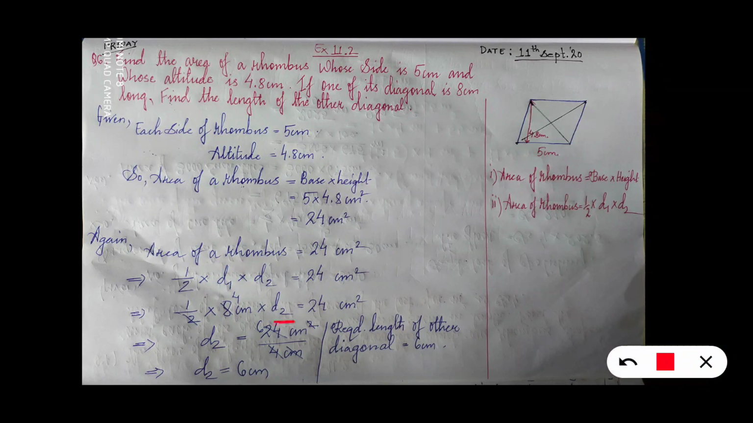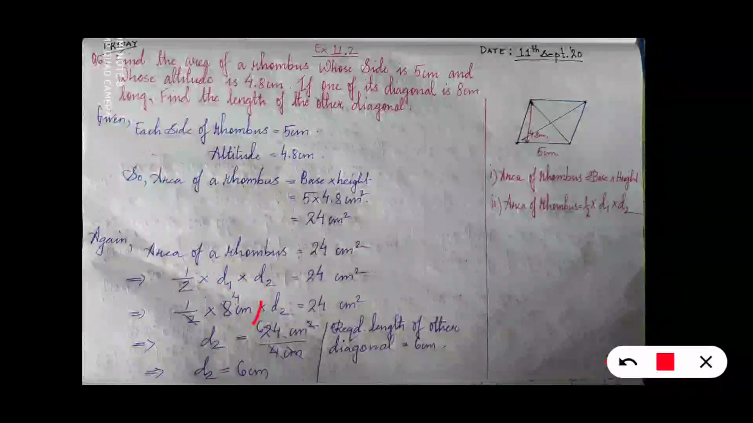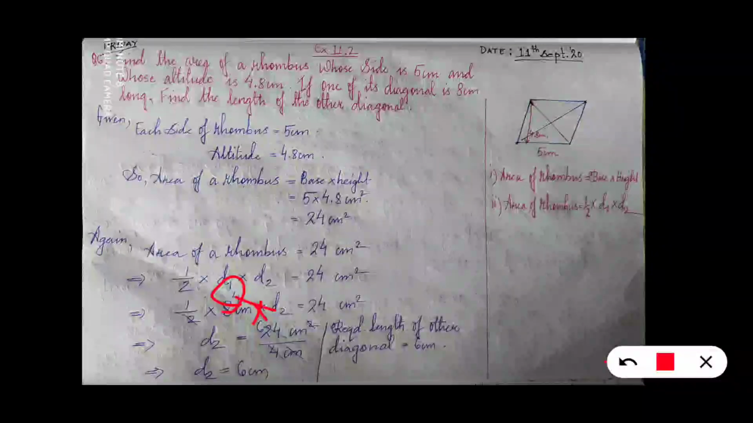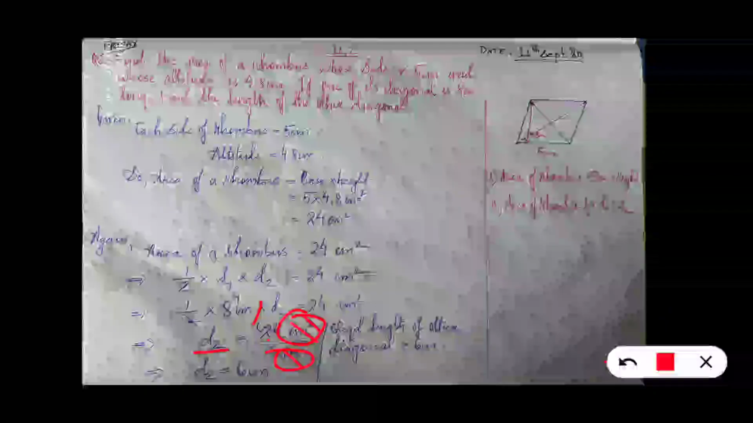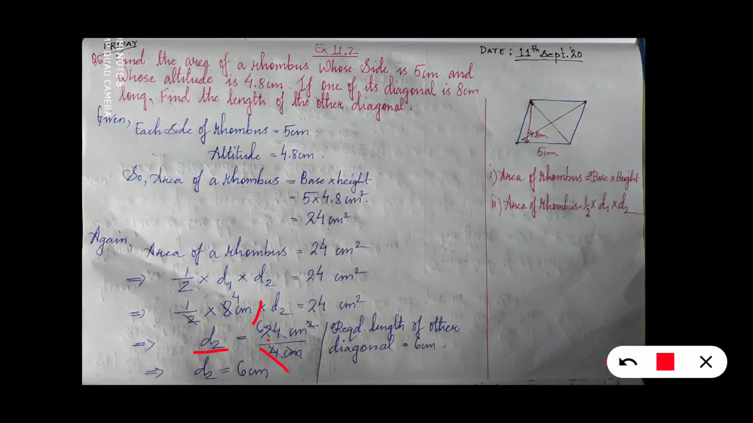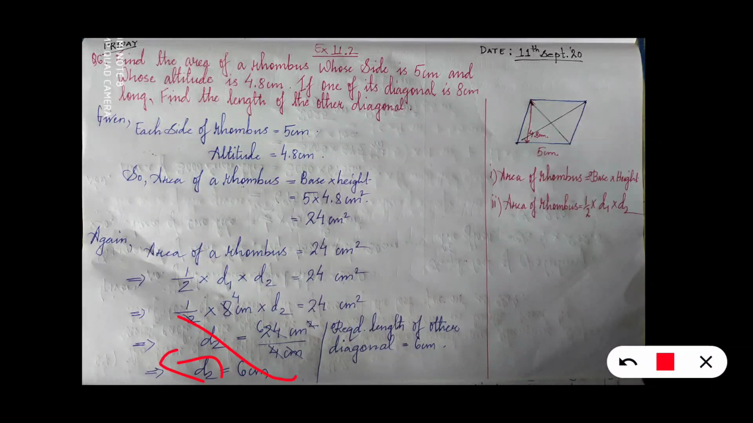So let us reduce this. 2 4s are 8. Now this is into 4, so this 4 will go to the denominator. The next line will become d2 equals 24 by 4. Here there are centimeters square in the numerator and only 1 centimeter in the denominator, so 1 and 1 will be reduced, 1 will remain, and 4 6s are 24. So finally we got d2 as 6 centimeter. d2 means the second diagonal, so the required length of the other diagonal is 6 centimeter. This was the question, and this is our final answer.